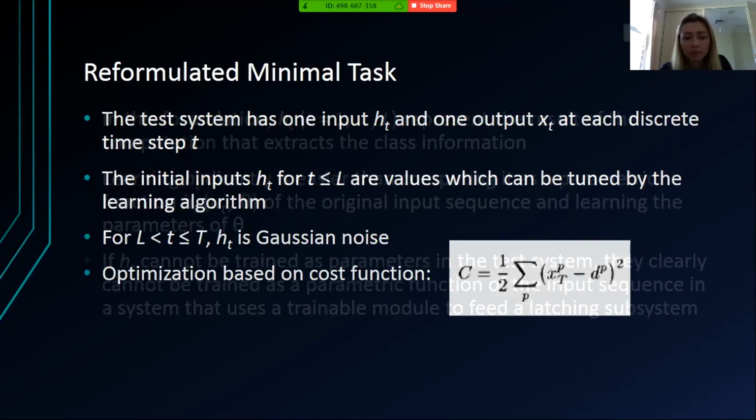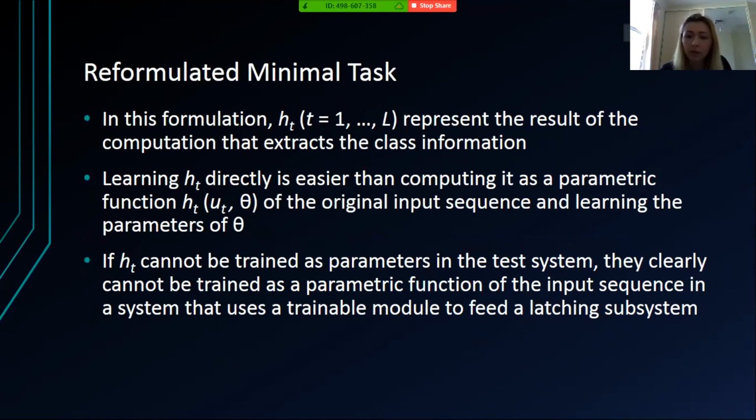So in this formulation, ht, where t is 1 to L, represents the result of the computation that extracts class information. And learning ht directly is easier than computing it as a parametric function of the original input sequence with parameters theta, and learning the parameters theta. So if ht cannot be trained as parameters in the system because of the vanishing gradient, they clearly cannot be trained as a parametric function of the input sequence in a system that uses a trainable module to feed a latching subsystem. And the ability to learn the free input values h1 to hL is a measure of effectiveness of the gradient of error information that would be propagated further back if the test system were connected to the output of another module.